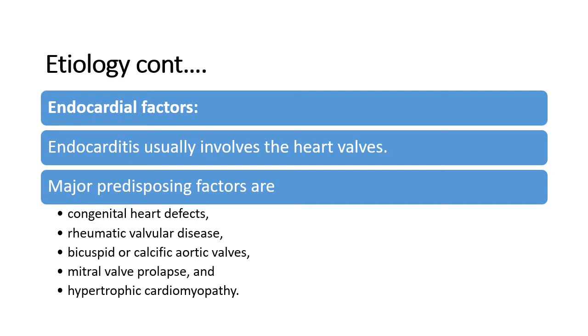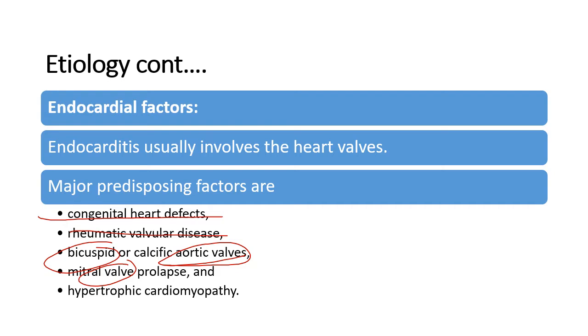So the pre-existing abnormality of the heart can be a congenital heart defect, which can lead to infective endocarditis. Again, rheumatic valvular disease, which is a complication of rheumatic fever. What is rheumatic fever? We shall discuss it in the rheumatic fever chapter. Also, calcific aortic valve or bicuspid valve, and mitral valve prolapse can predispose the heart valve to infective endocarditis.